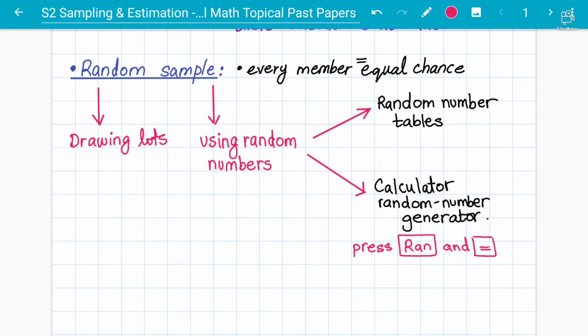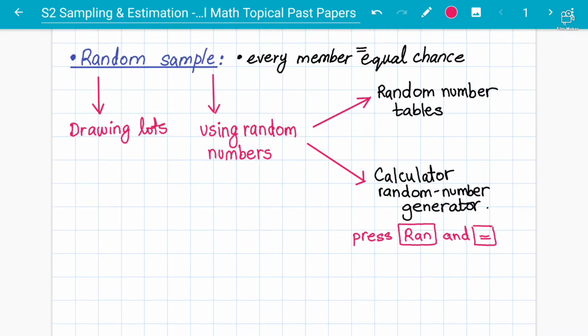And for the random number tables, you assign a digit. So you will be assigning a digit in the random number tables. You assign a digit to a person, to the people, or to any value.